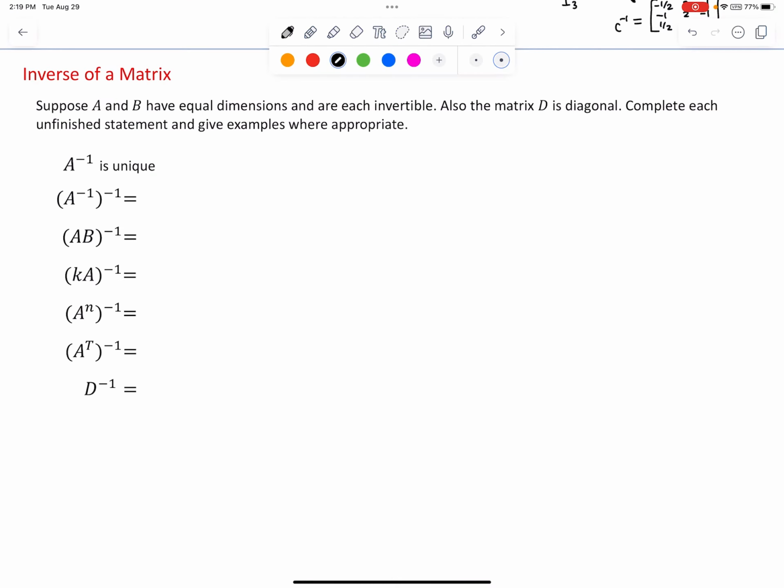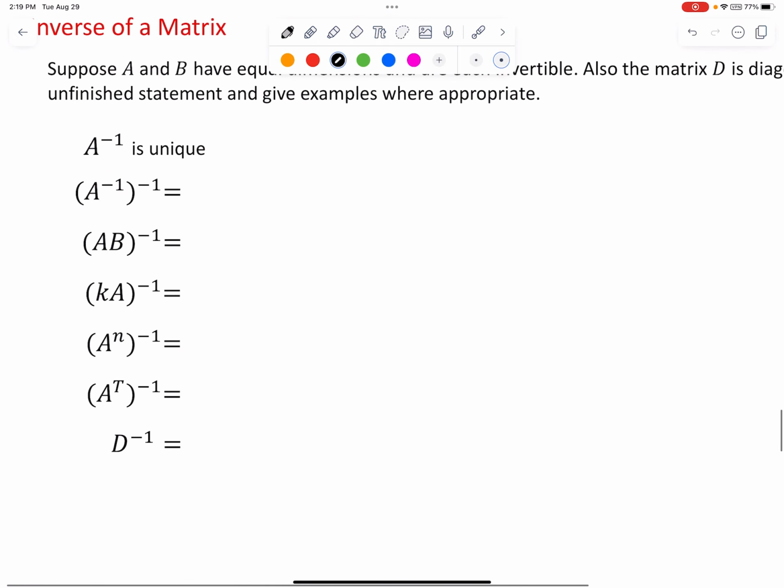Now suppose A and B have equal dimensions and are each invertible. Also, the matrix D is diagonal, so that's just referring to this last entry here. That's going to be a diagonal matrix. Complete each unfinished statement and give examples where appropriate. Okay, so some properties relating to inverses.